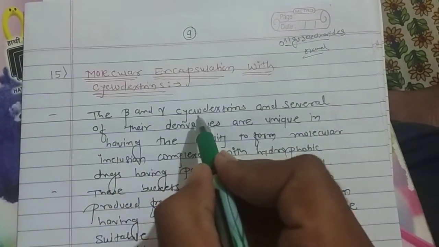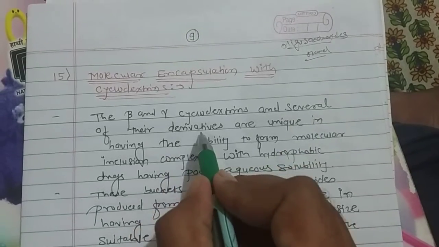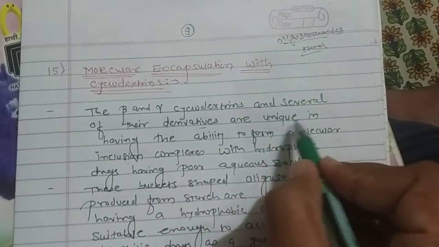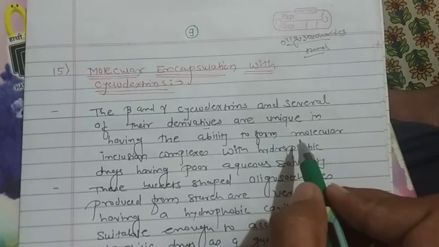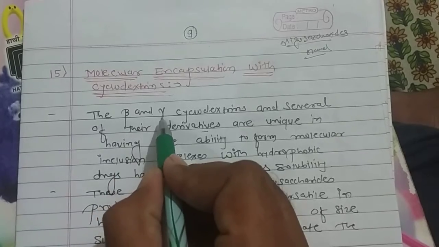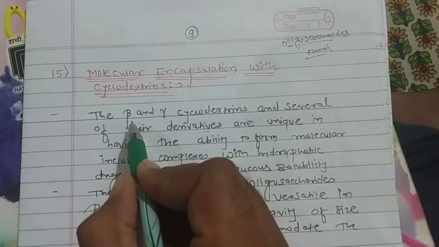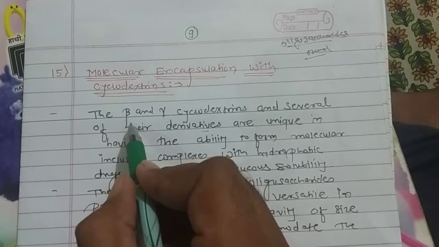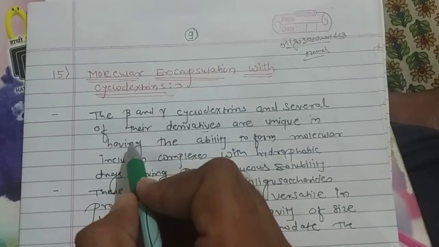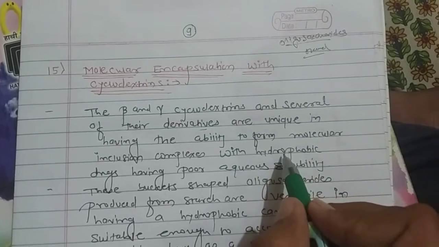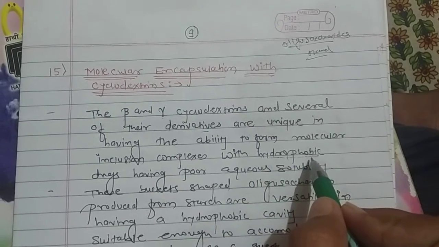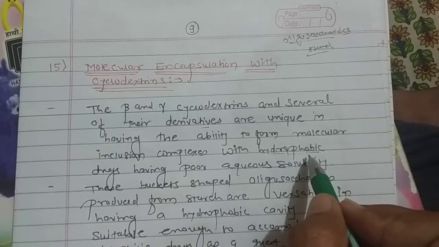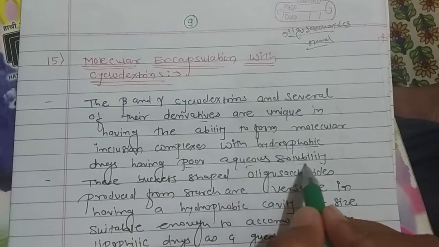The beta and gamma cyclodextrins and several of their derivatives are unique in having the ability to form a molecular inclusion complex. तो ये जो बीटा एंड गामा साइक्लोडेक्स्ट्रिन्स हैं, इनमें एक यूनिक कैपेसिटी होती है, एक यूनिक एबिलिटी होती है. वो मॉलिकुलर इंक्लूजन कॉम्प्लेक्स फॉर्म करते हैं किसी भी ड्रग सब्सटेंस के साथ, specially with the hydrophobic drugs, because we want to increase the solubility of these types of drugs which have poor aqueous solubility.